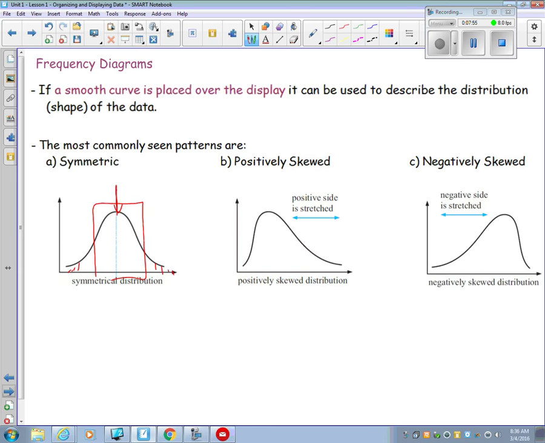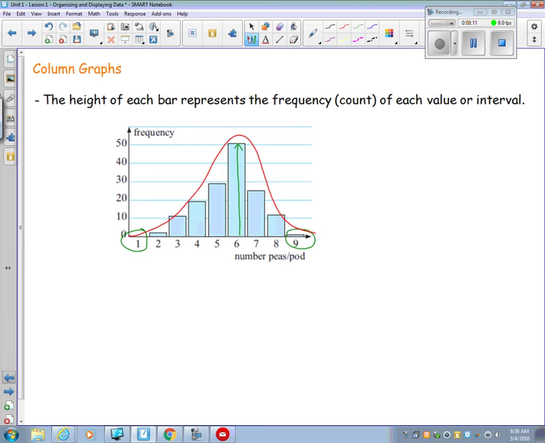But there's some other ones. We could have things that are positively skewed. The positive side has been stretched. So instead of being in the middle here, we've stretched the positive side and it moves it off to the left a little bit. Okay. Or we can have negatively skewed, like the last example, right? If we go back to this one over here, that's a sort of a negative skew.